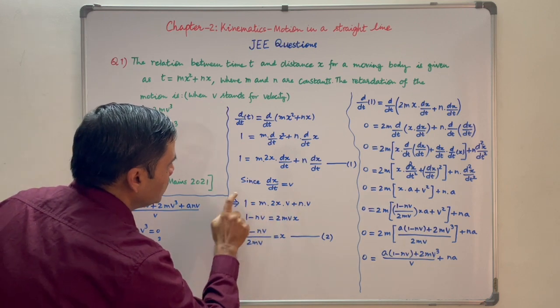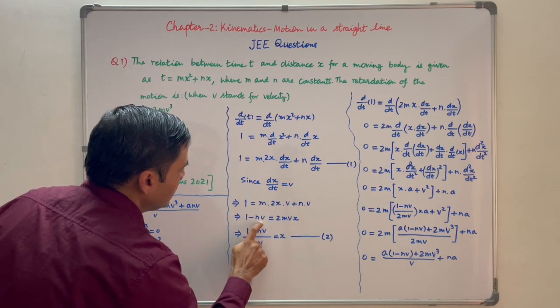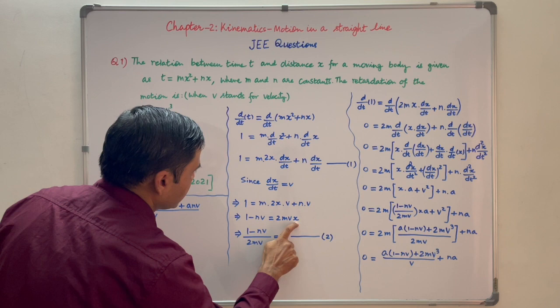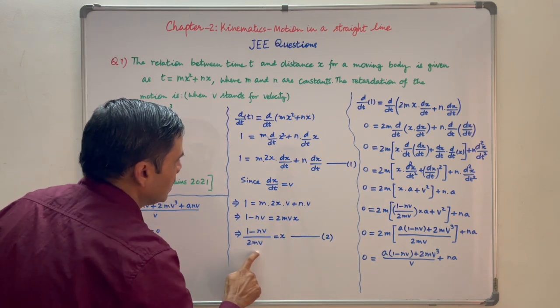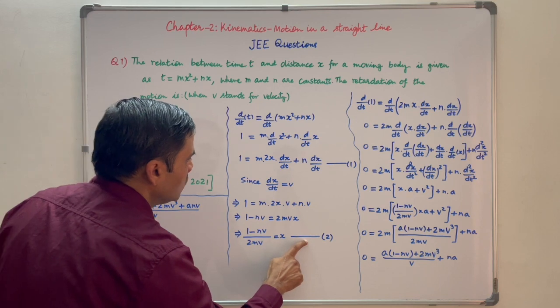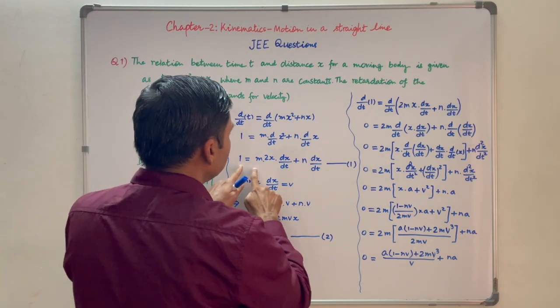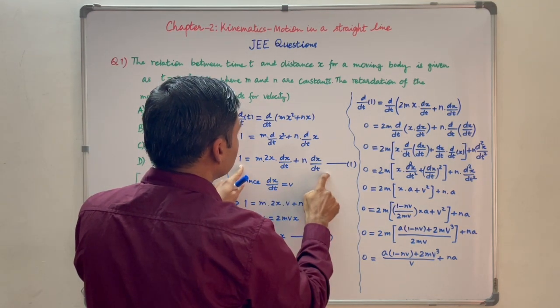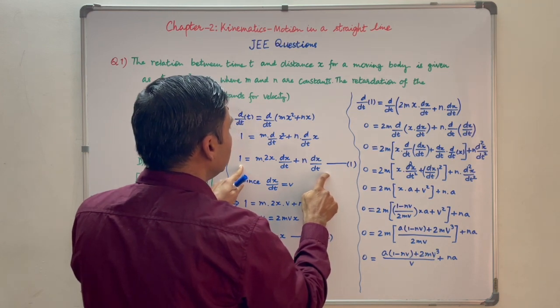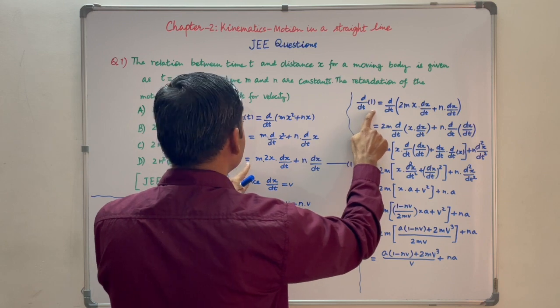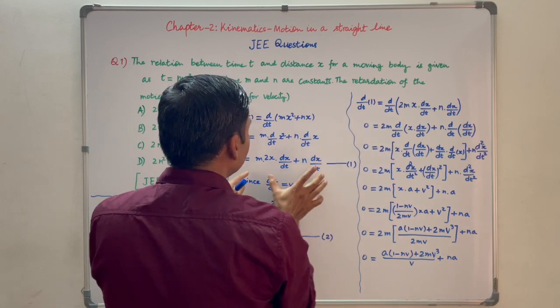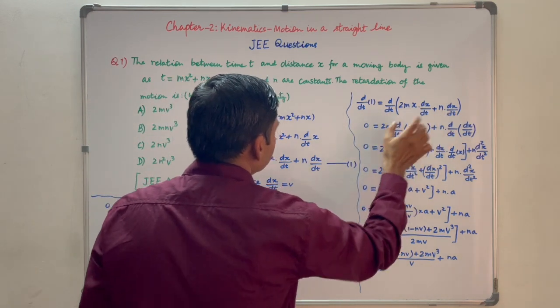Take nv to this side. So 1 minus nv is equal to 2mvx, or x equal to 1 minus nv upon 2mv. This is our equation number 2. Now differentiate equation 1 again with respect to time in order to get d square x upon dt square. So d by dt of 1 is equal to d by dt of this whole stuff.